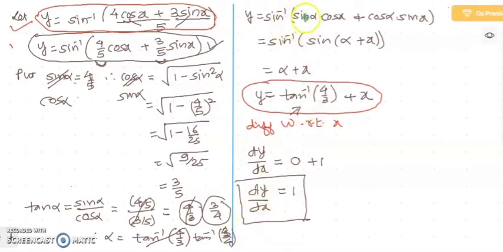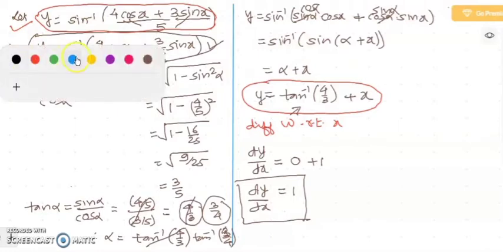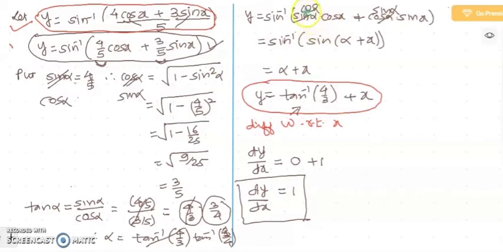Then we would have found this as cos alpha and sine alpha, because cos alpha is 4 by 5. So then cos A cos B plus sin A sin B. Another formula is there, which you would have used, which is cos of a minus b. Cos a cos b plus sin a sin b is cos of a minus b, means it would have been cos of alpha minus x, isn't it? So sin inverse of cos of alpha minus x would have been the case.